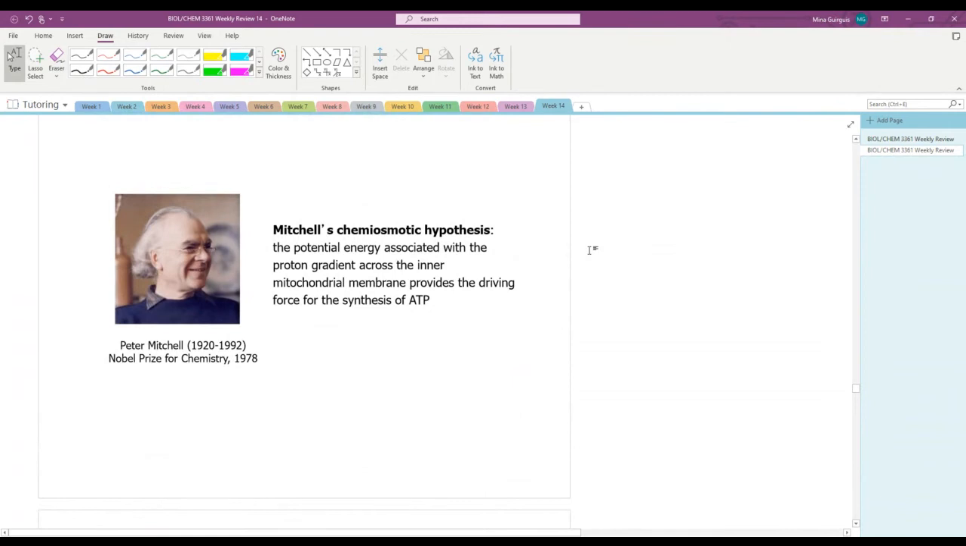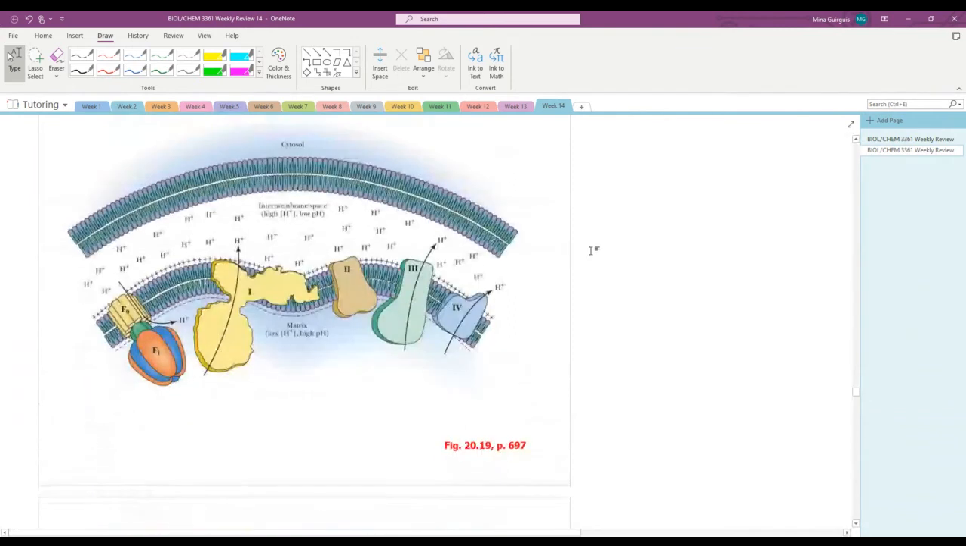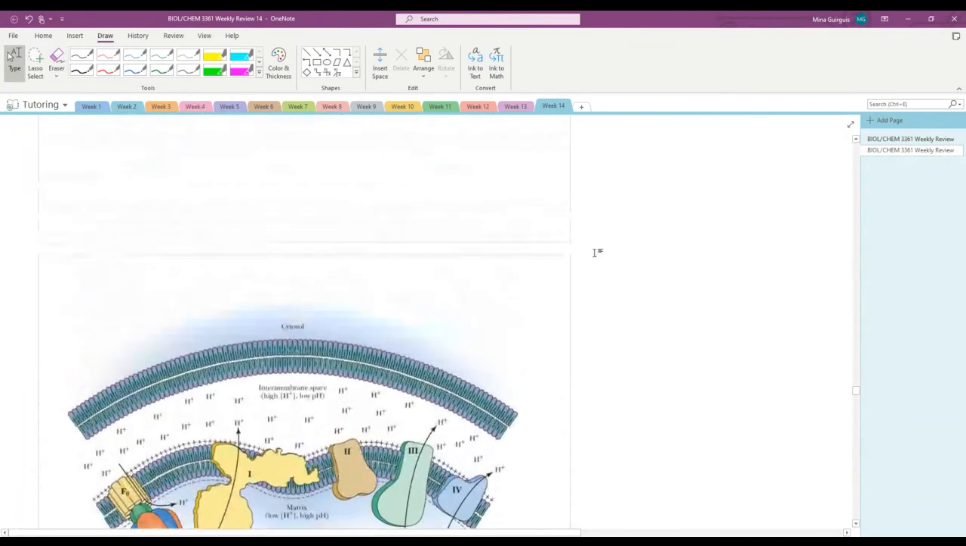So Peter Mitchell had come up with what's called the chemiosmotic hypothesis, and it says the potential energy associated with the proton gradient across the inner mitochondrial membrane provides the driving force for the synthesis of ATP. So those are a lot of words. So let's break this down.